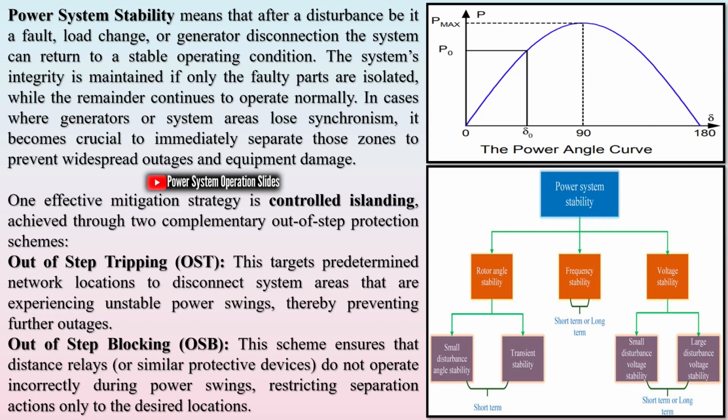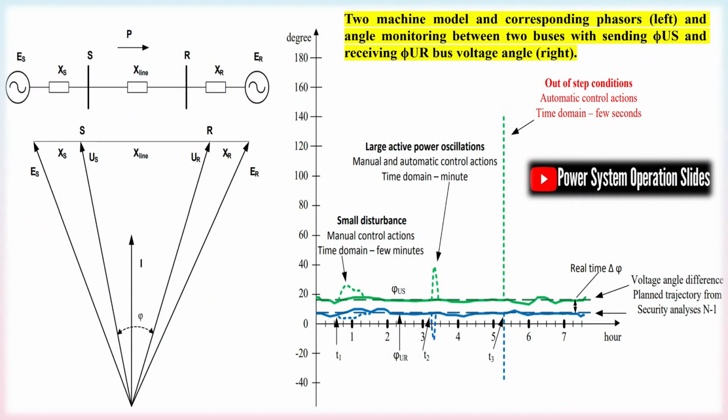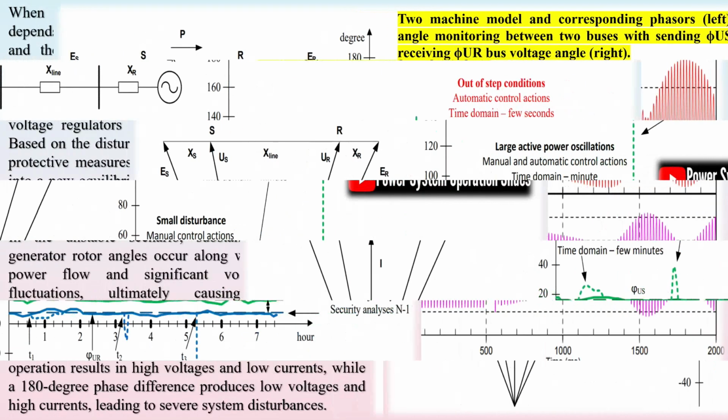Power system stability means that after a disturbance, be it a fault, load change, or generator disconnection, the system can return to a stable operating condition. The system's integrity is maintained if only the faulty parts are isolated, while the remainder continues to operate normally. In cases where generators or system areas lose synchronism, it becomes crucial to immediately separate those zones to prevent widespread outages and equipment damage. One effective mitigation strategy is controlled islanding, achieved through two complementary out-of-step protection schemes.